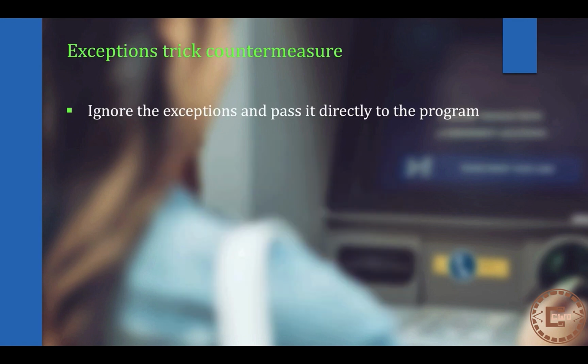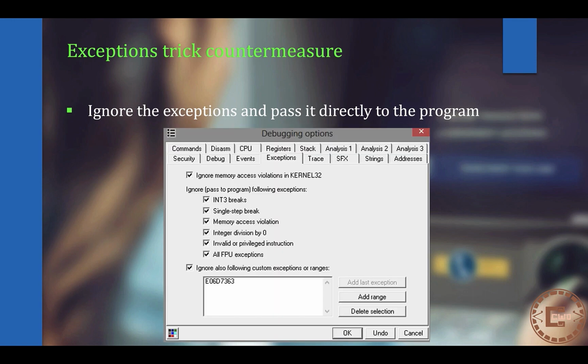Exception strict countermeasure. Again, instead of the debugger cutting the exceptions, just pass them directly to the program, and that way it will run the exception handler created by the malware authors, and it's not intercepted by the debugger, and you keep executing it. Here you can see ignore interruption 3, single steps, memory access violations. Just keep running, don't stop.